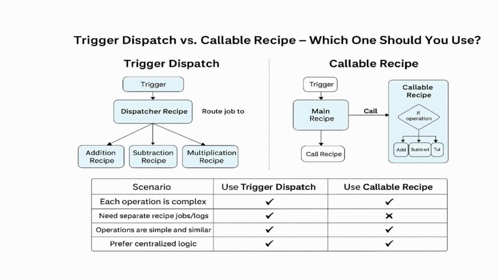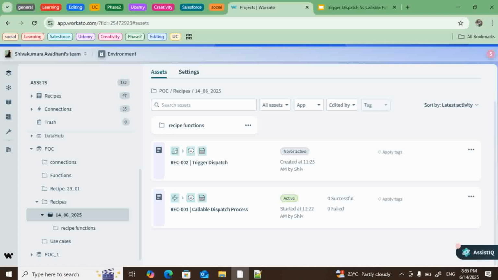Now we have understood what trigger dispatch and callable recipe are in theory, right? So let's go and do it in a practical way. Okay, now let's discuss it practically.